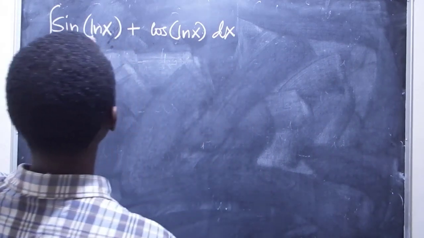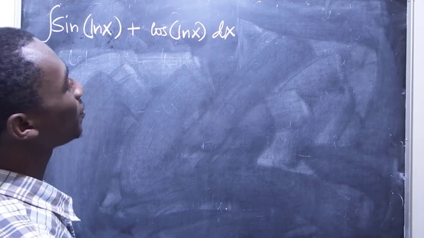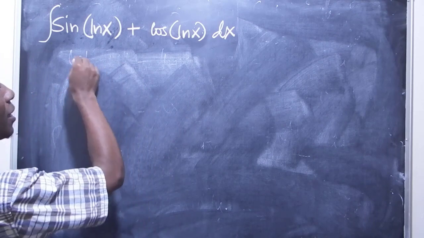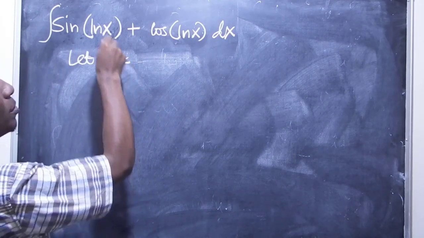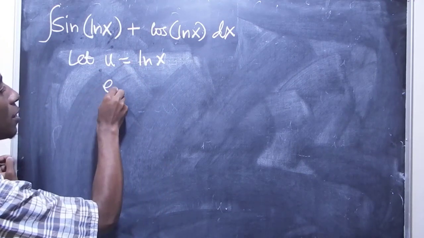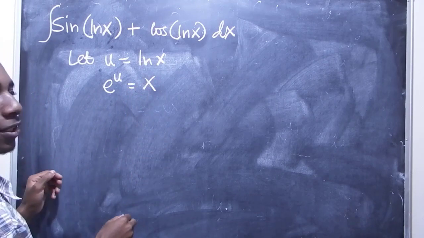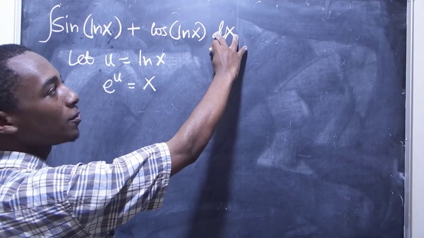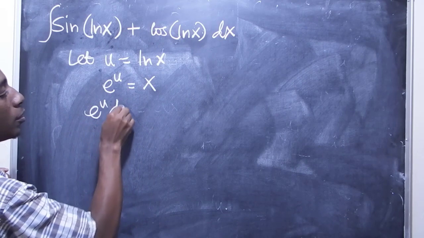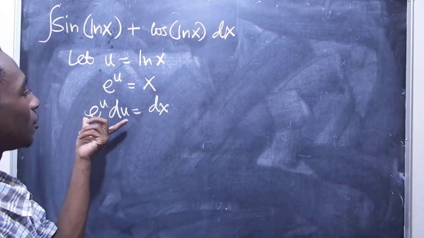Alright, so the integral of sine of natural log of x plus cosine of the natural log of x. How do we begin? I think I'm going to change the variable from x to something else like u. So I'll let u be the natural log of x. If I put exponents on both sides, I'll have e to the u equals x. And then I could just take derivatives because I want to substitute for dx in terms of u as well as x. So e to the u du equals dx. Okay, so where there is dx, I'm going to put this.